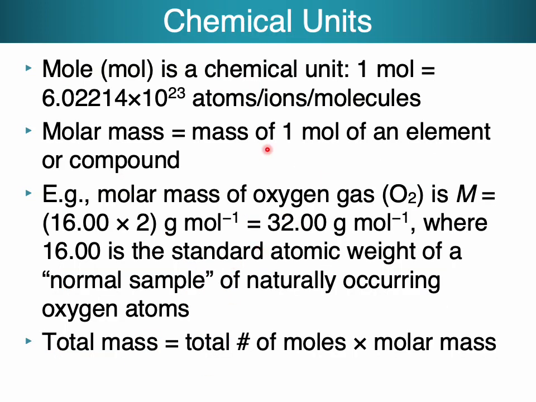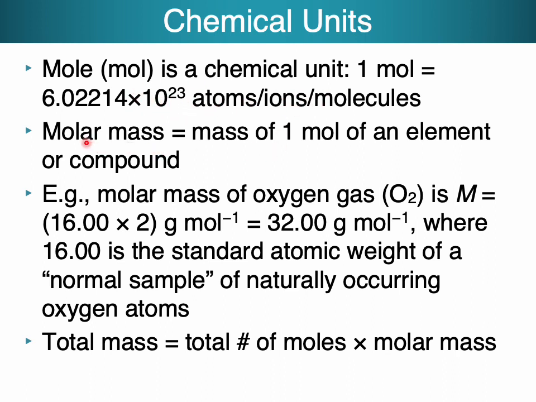So how do chemists quantify the amount of different chemical compounds or elements? A very important concept is the mole. The mole, or the scientific notation mol, is a chemical unit. 1 mole equals 6.02214 times 10 to the power of 23 atoms, ions, or molecules. So 1 mole is a whole bunch of stuff.